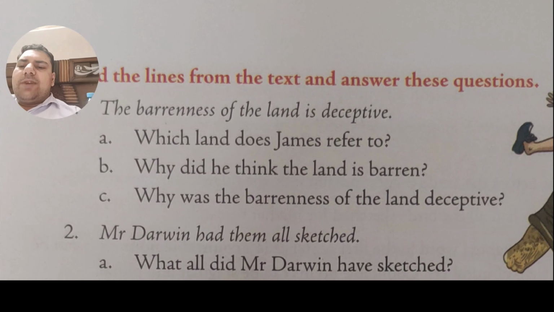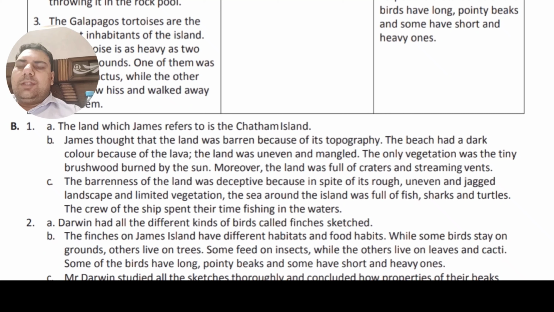So the C part is why was the barrenness of the land deceptive? So the barrenness of the land was deceptive. Deceptive, it means it was not showing the actual picture. So the barrenness means nothing was there, but in reality there was life.